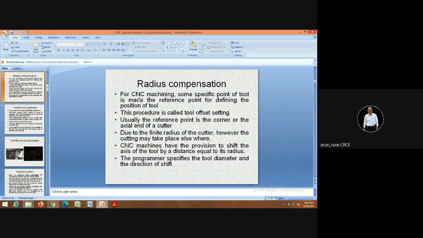Manually it is very difficult to calculate and program. It becomes a very lengthy program, and there can be mistakes also. So for that, there is a provision of radius compensation. The control will calculate the cutting point. You just give the radius of the tool, and the cutting point, which keeps on changing while doing taper cutting or profile cutting, is calculated by the control itself.